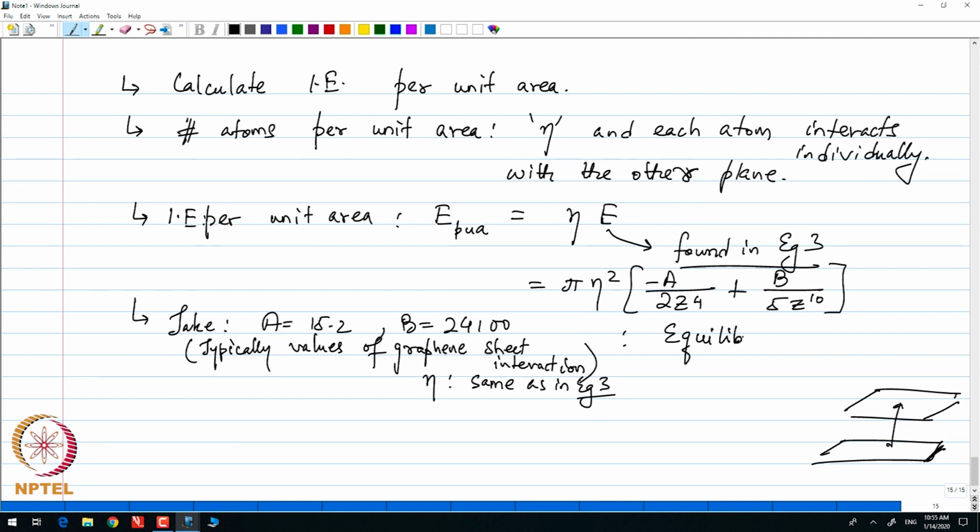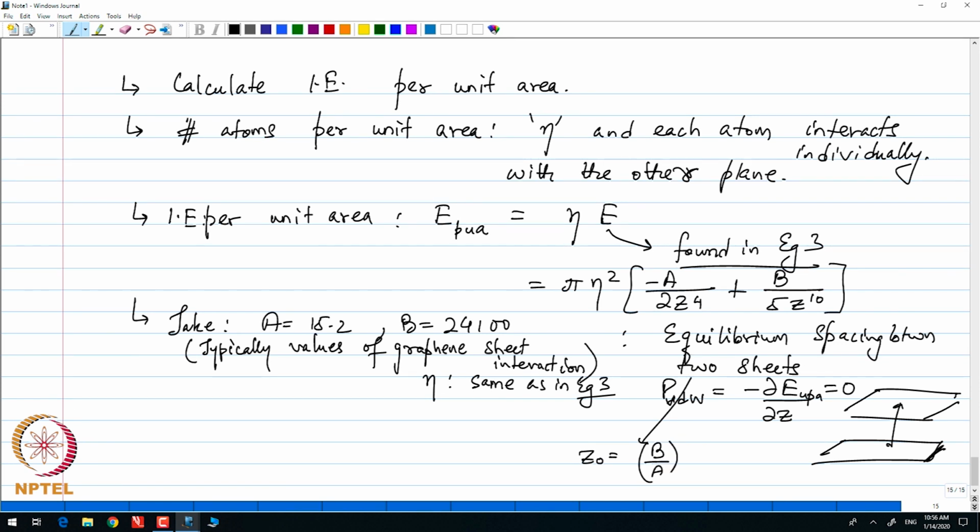So, it turns out that the equilibrium spacing between 2 sheets, the van der Waals spacing, is obtained by differentiating the energy E per unit area with respect to z and setting it equal to 0. From here I get that my equilibrium spacing z naught turns out to be B by A to the power 1/6, and that comes out to be 3.41 angstrom. Now, what is the issue here?